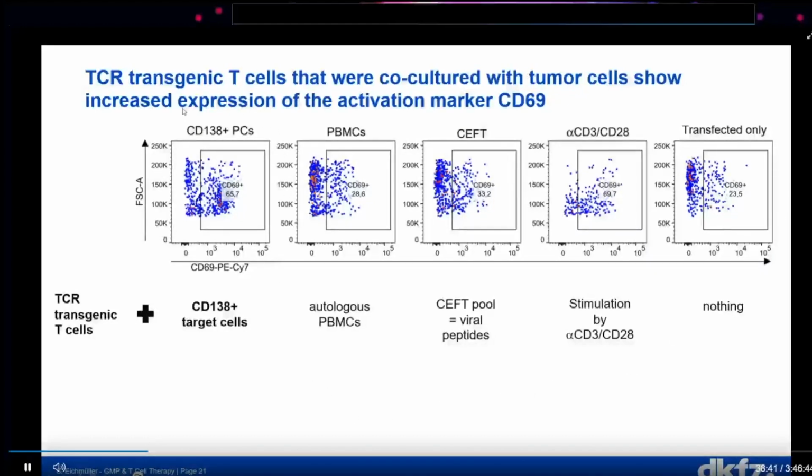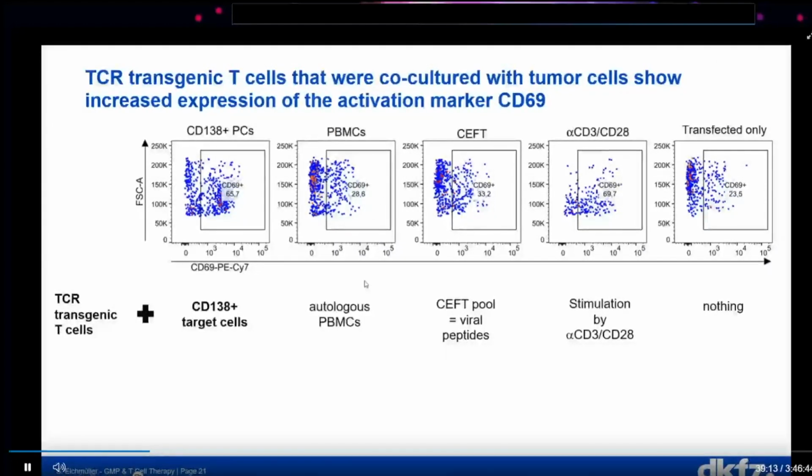So here in the first graph, you see that this is the CD138 positive target cell, which was co-incubated with our TCR transgenic T cells. And you see CD69 expression on 65% of the cells. When we used autologous PBMC, which is for us a negative control, we see 28% positive cells.